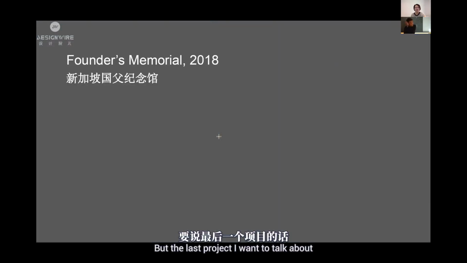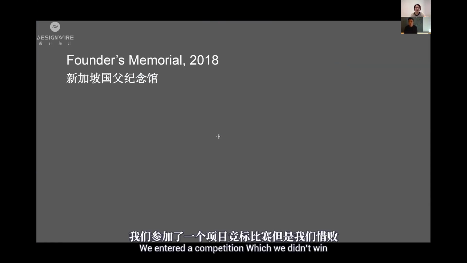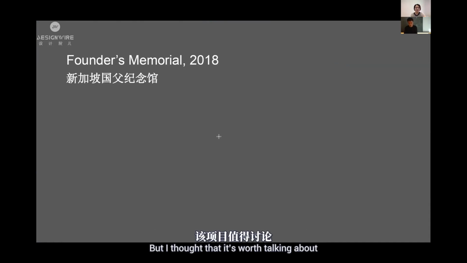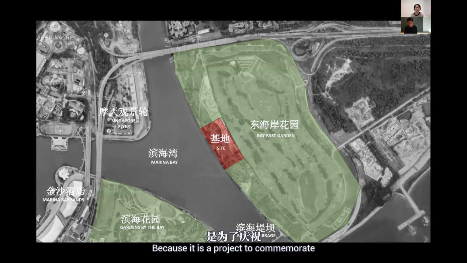But the last project I want to talk about is, to me, interesting. It's never built. We entered a competition which we didn't win, but I thought that it's worth talking about because it is a project to commemorate the founding fathers of Singapore. And the site is actually in Bay East Garden in Marina Bay, in a park.